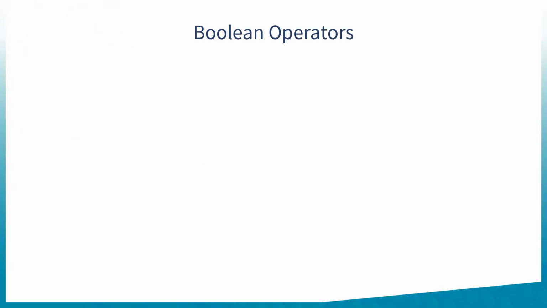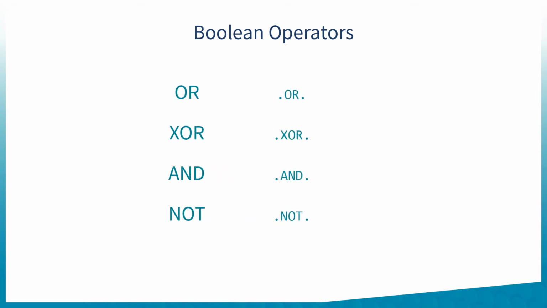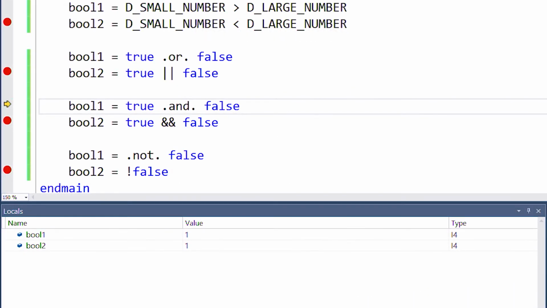You can use Boolean operators to perform logical operations on Boolean values as well. These operators include or, exclusive or, and not. In Synergy code, these operators are written with the dot before and after them. Alternatively, you can use the symbolic forms of the or, and not operators. Let's look at a few examples.